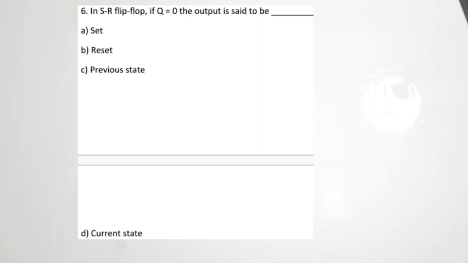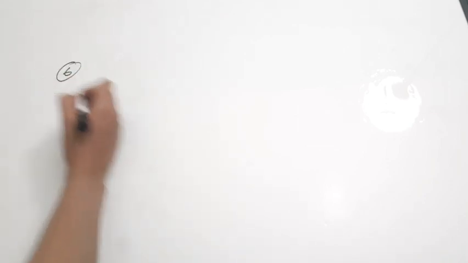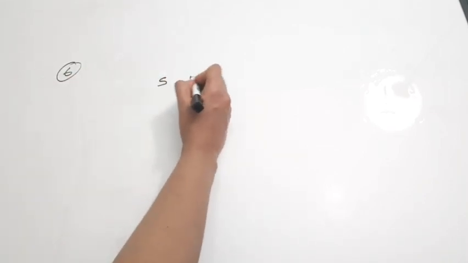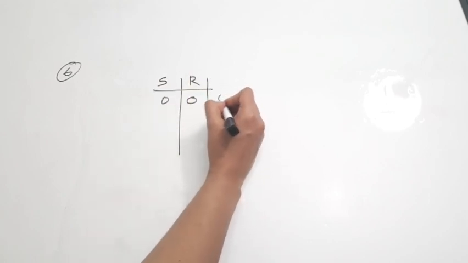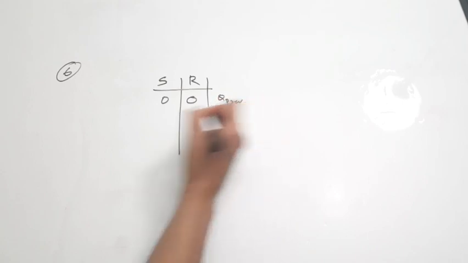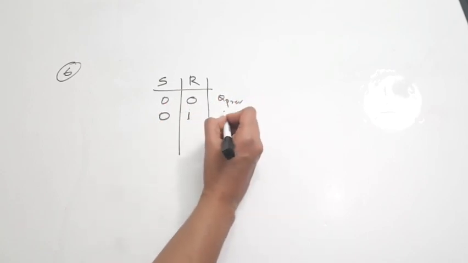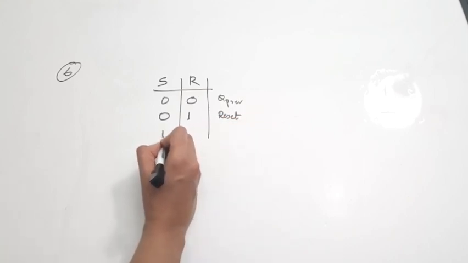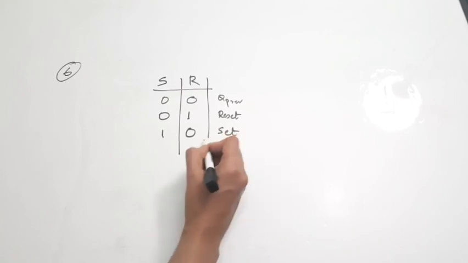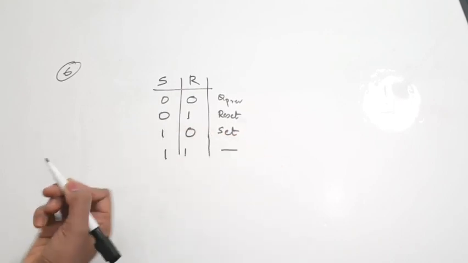Next question is, in a SR flip-flop, if Q is 0, the output is set to be dash. A set, B reset, C previous state, D current state. Okay, so this is question number 6. Then S and R combinations. If it is 0, 0, then it is previous state, right? That is Q previous. Then if it is 0, 1, it is said to be reset. Then if it is 1, 0, it is said to be set. And 1, 1 state is actually not defined condition for a SR case.